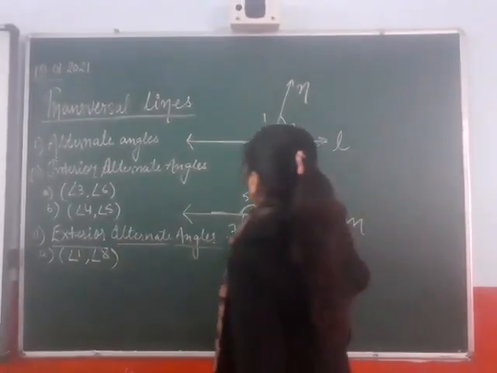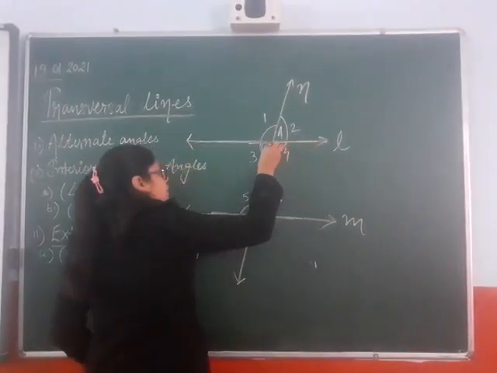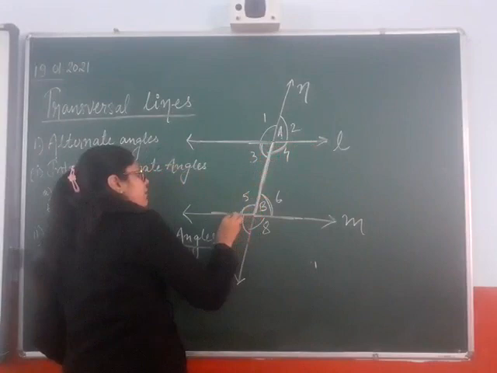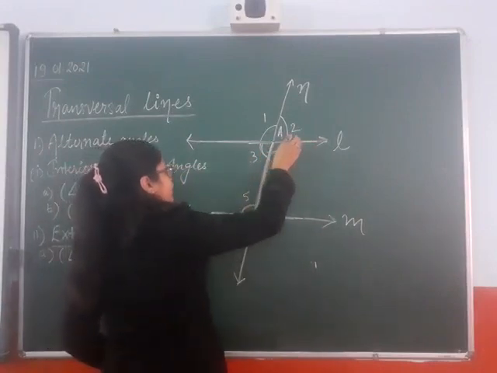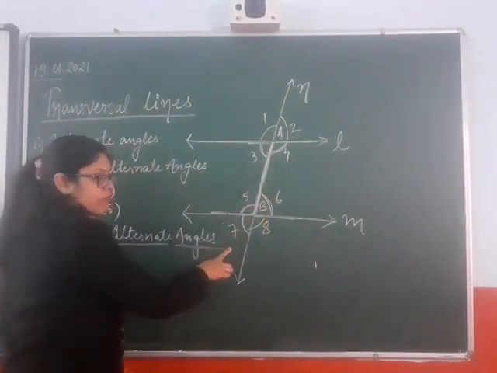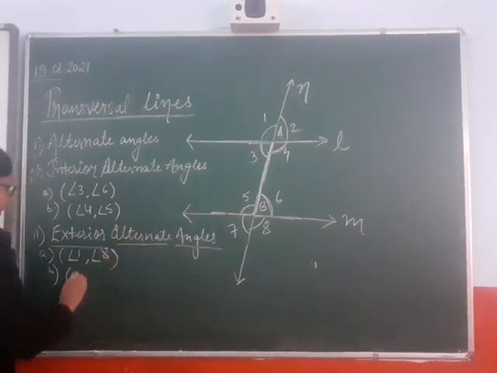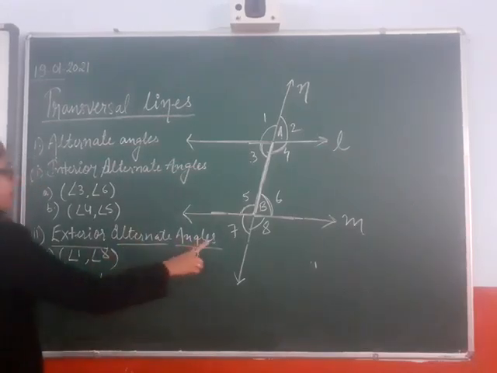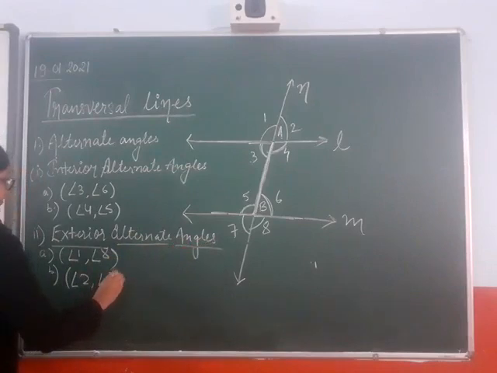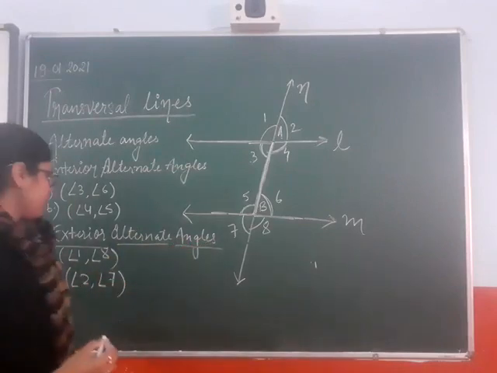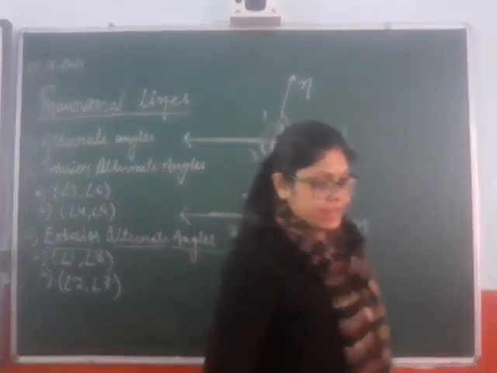Similarly, just come to this interior alternate. One more pair we have written now, that is 4 and 5. What is coming above 4? Angle 2. And what is coming below 5? Angle 7. So angle 1 and angle 8, angle 2 and angle 7.